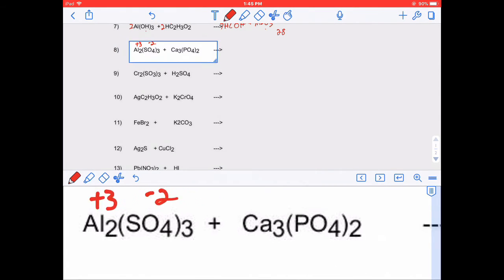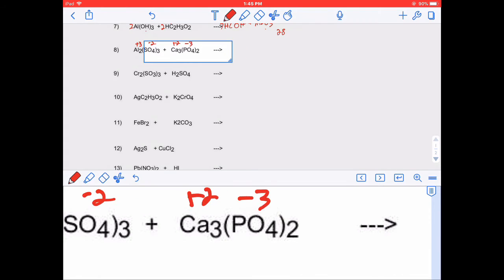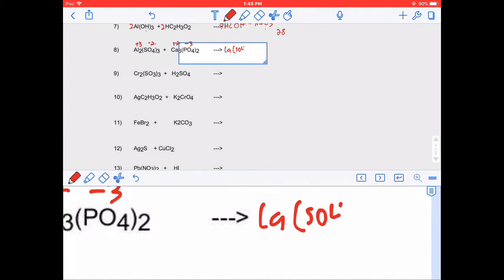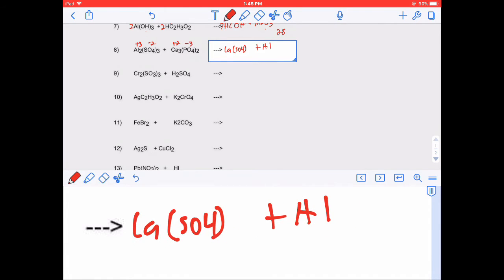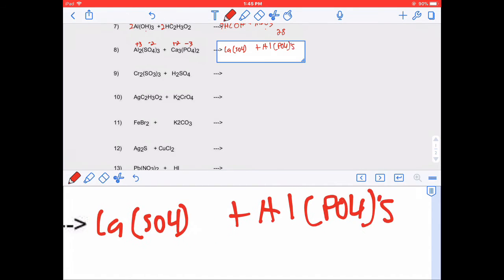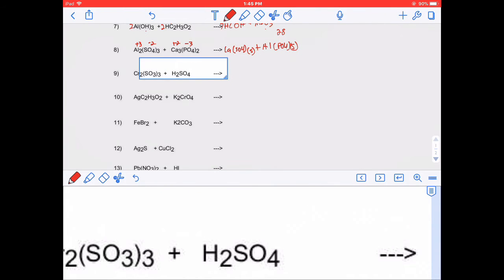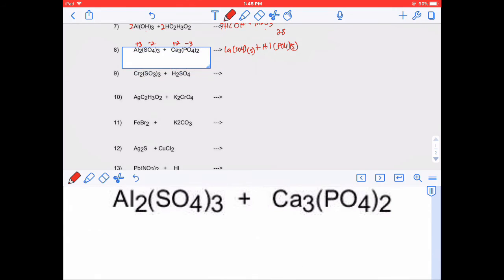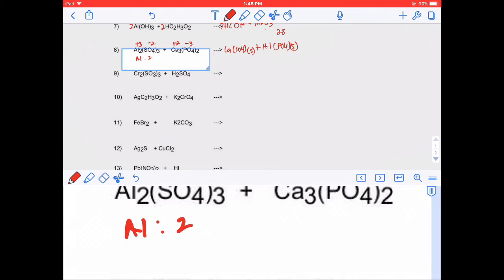So the Al2 has a +3 charge, the SO4 has a -2 charge, the Ca has a +2 charge, and then PO4 has a -3 charge. The two inner ones do cancel out, so I don't have to put anything, and so do the outer ones, another rare occurrence. The Al and PO4 are insoluble with each other, and the Ca and SO4 are also insoluble with each other, according to the chart.